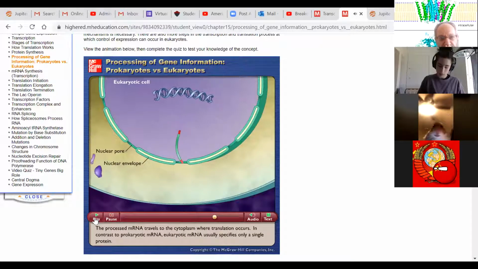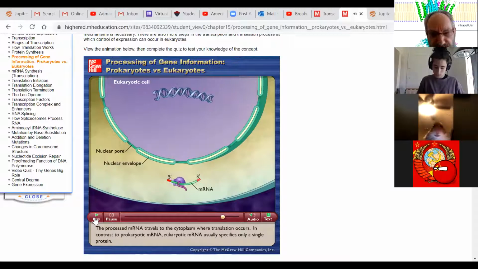The processed mRNA travels to the cytoplasm where translation occurs. In contrast to prokaryotic mRNA, eukaryotic mRNA usually specifies only a single protein. So notice again, it's only a single protein, as opposed to prokaryotes, where you can make several proteins at the same time. And notice the ribosome clamped here made it, and then it left, and the protein is free to go.